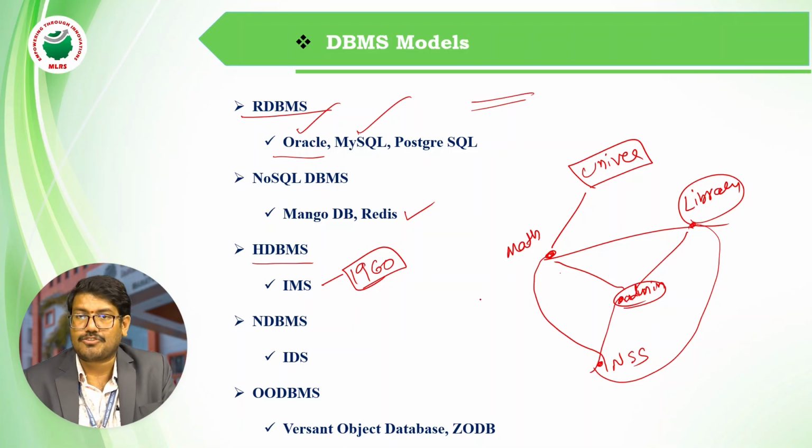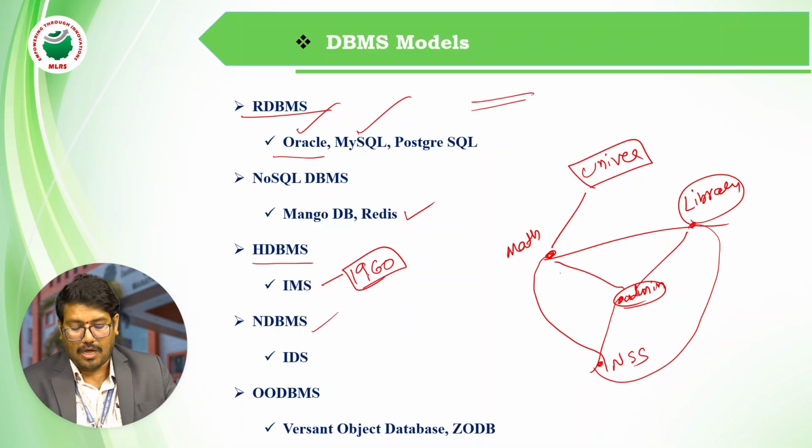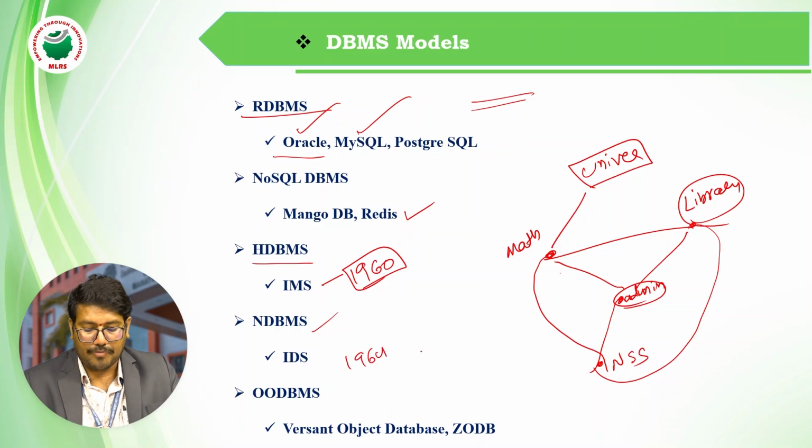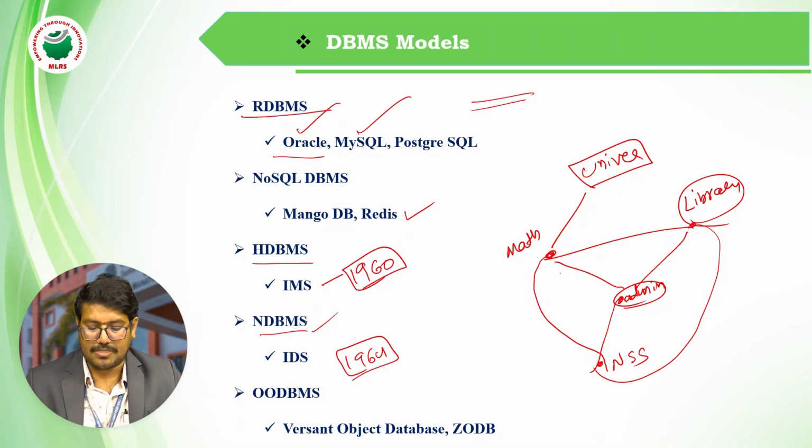So this type of structure generally comes under the network database management system. In 1964, Codicil company designed their own network management system software for their employees. This is one of the best examples for this NDBMS. And the last one is the object-oriented database management system, which nowadays we are using. Examples for this are Versant Object Database and ZODB. So nowadays we are using this.